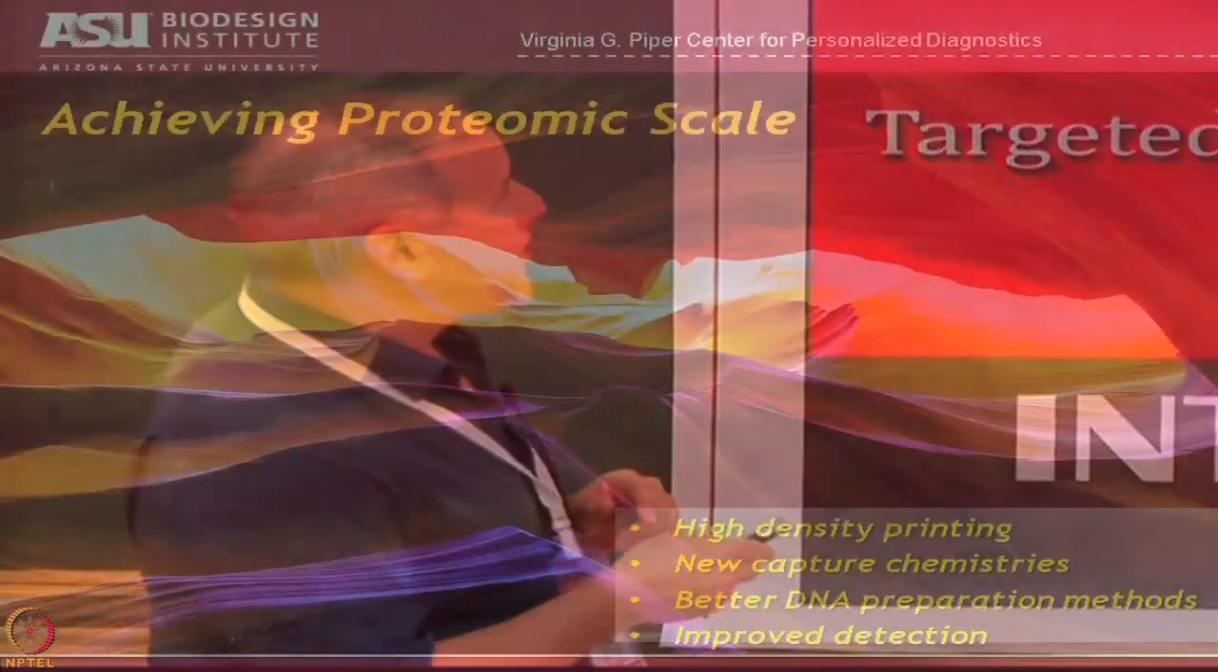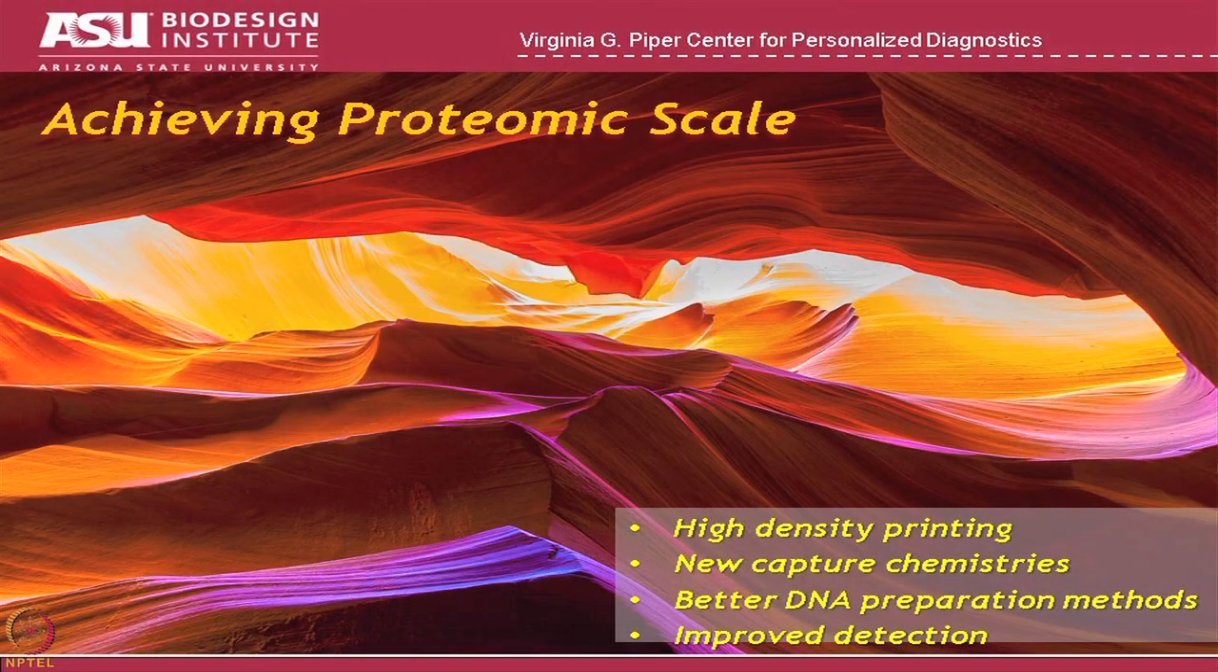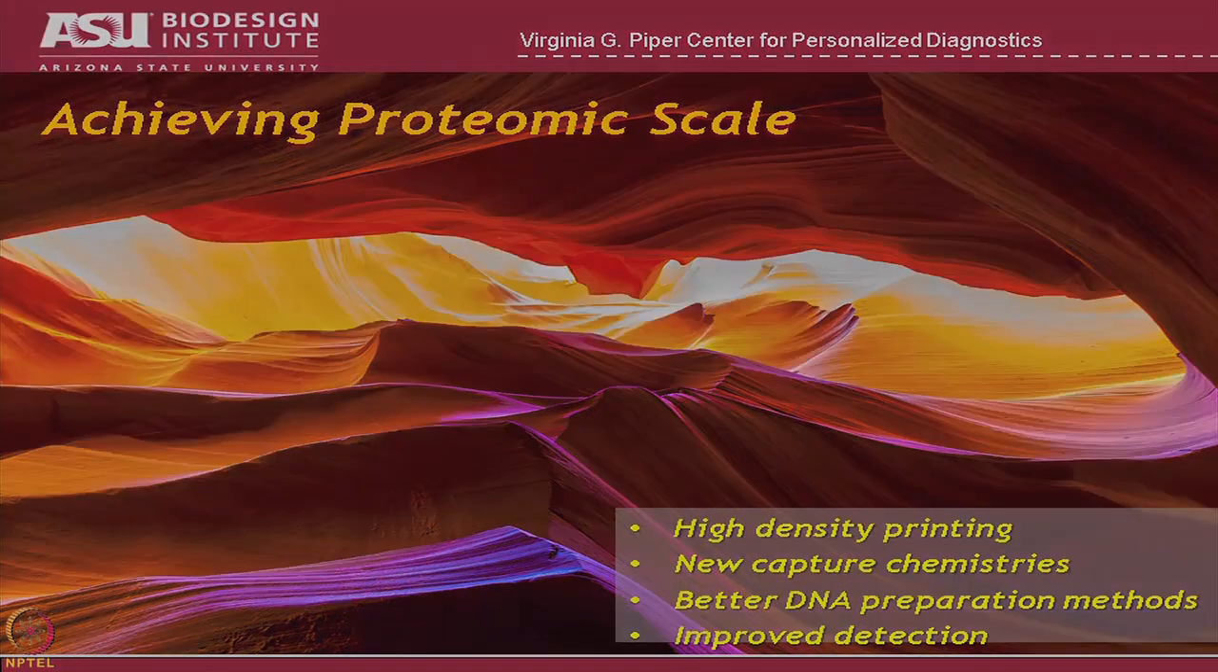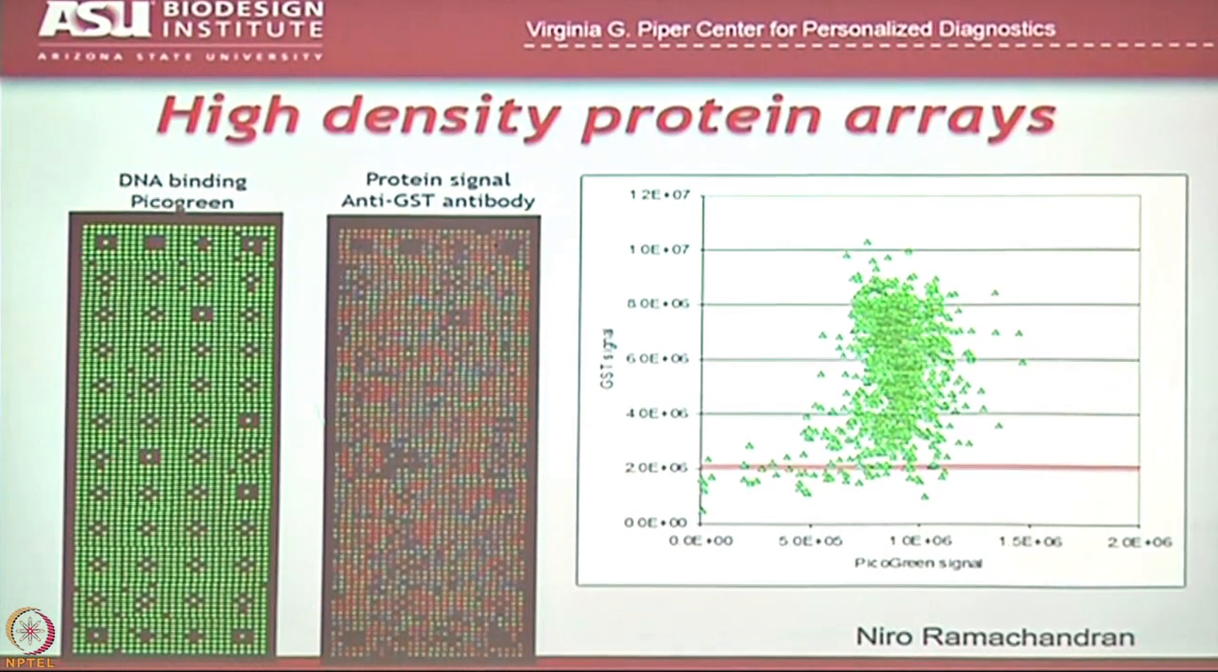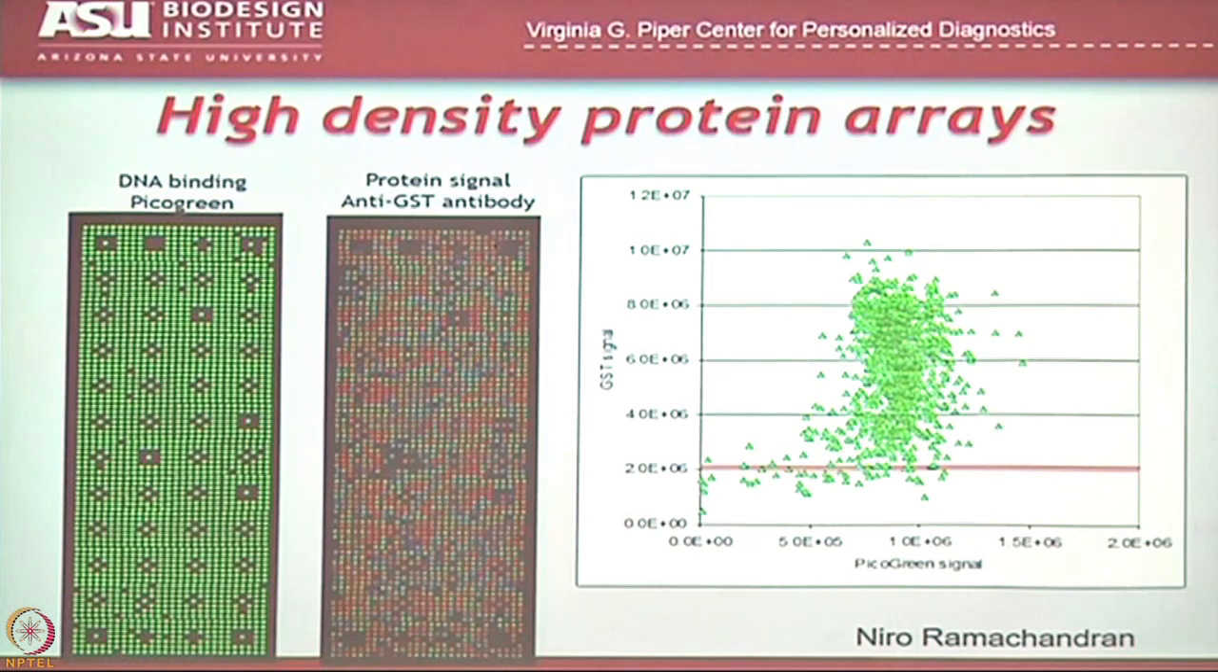You're going to learn how to make these arrays using our current approach. But we spent a lot of time working on the high-density printing, developing a better capture chemistry, figuring out how to make DNA in high throughput, and figuring out how to detect the interactions in a more ready and easy way. And this is sort of the result of all that work. What you're looking at is our current version of what we do most of the time for NAPPA now. On the left is one of our typical arrays, around 2,300 genes or proteins printed on the array.